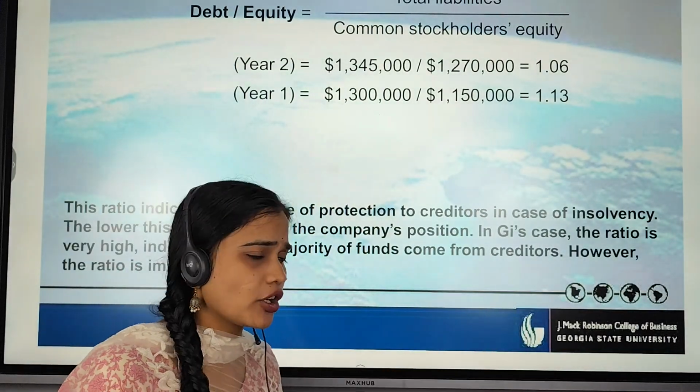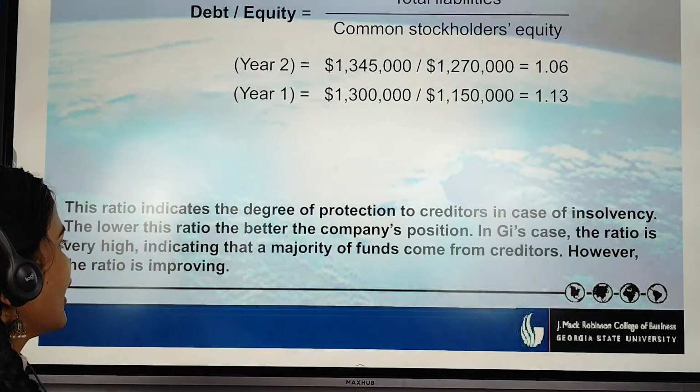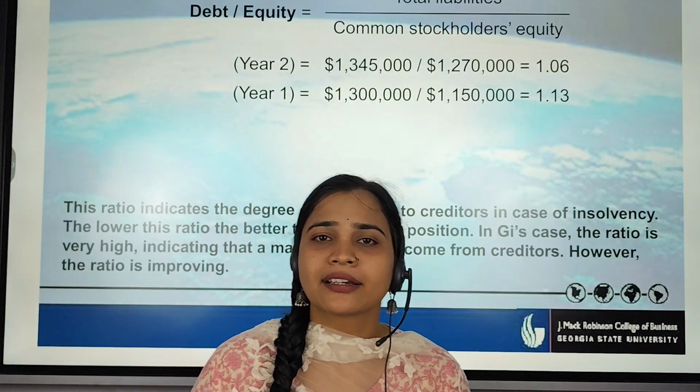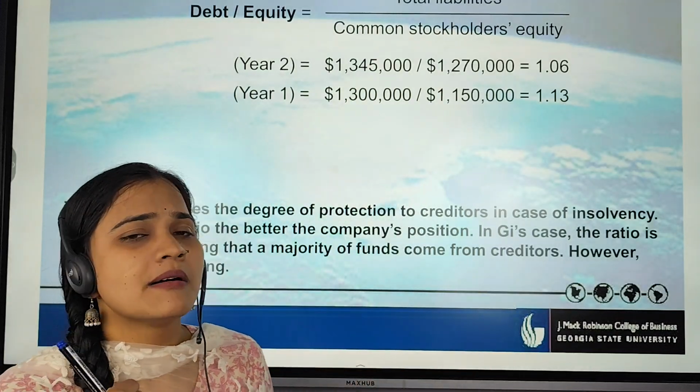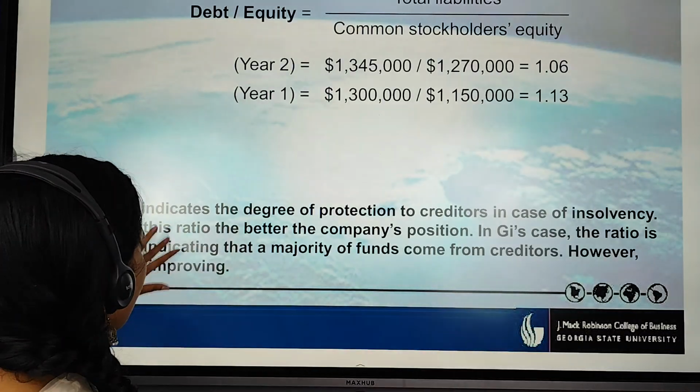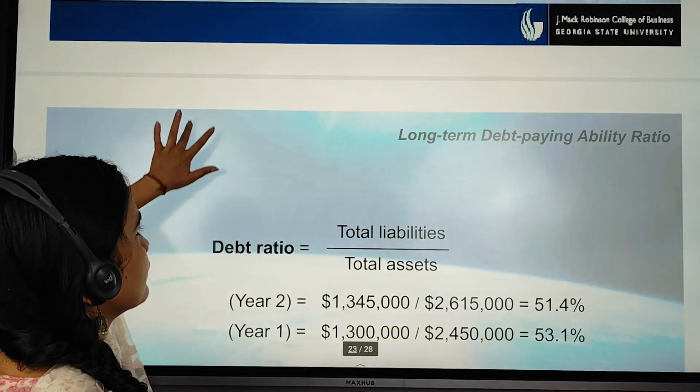In the case of a general insurance company, the ratio is very high, indicating the majority of the funds come from the creditors. Generally, creditors are those people who lend us money for the growth of our company's financial position. However, this ratio is improving.